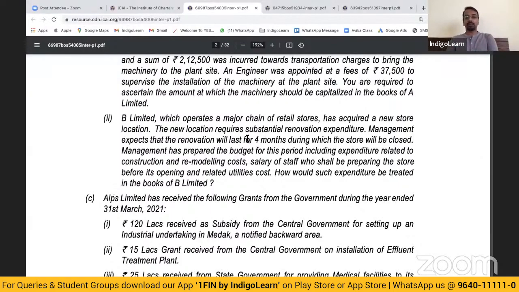Management expects that it will last for 4 months, during which the store will be closed. Management has prepared the budget for this period, including expenditure related to construction and remodeling, salary to the staff before its opening and related utility costs. How would such expenditure be treated in the books of B Limited? If they are necessary to bring the store to the current condition and location, the remodeling and reconstruction will be capitalized. But if the employee costs represent time of employees which should anyway have been incurred, and are not specifically in relation to this particular store, then it will not be capitalized. Yet both arguments can be given.